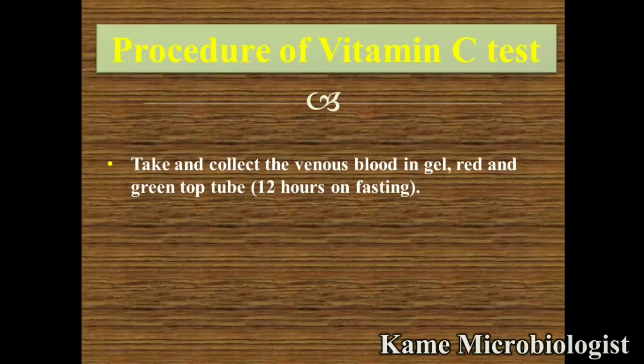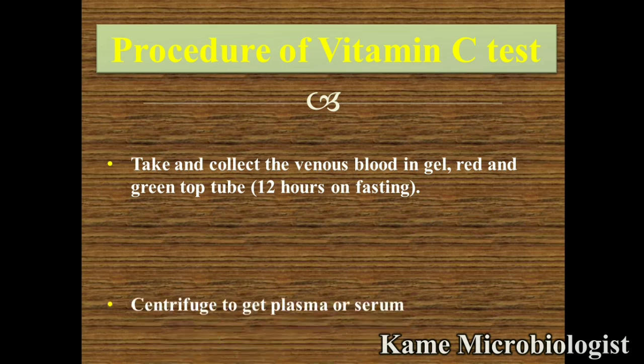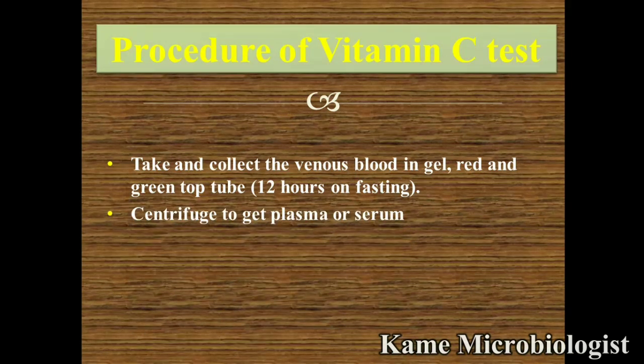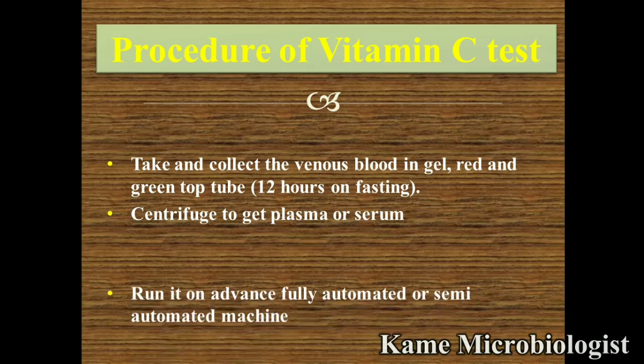Now let's see the procedure of the vitamin C test. First of all, you have to guide the patient that the patient should be fasting, 12 hours of fasting or 6 hours of fasting. After that, you will collect the blood in a gel tube, red top or green top. You will centrifuge the blood and separate the plasma or serum. It means that you can perform the test from the plasma as well as from the serum.